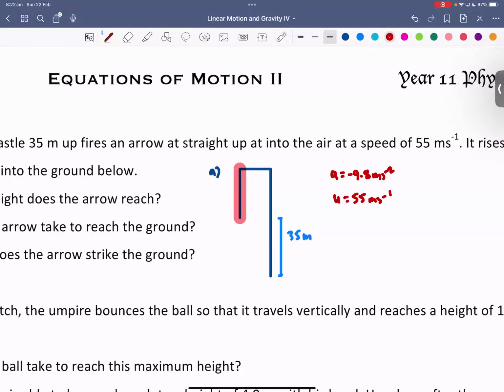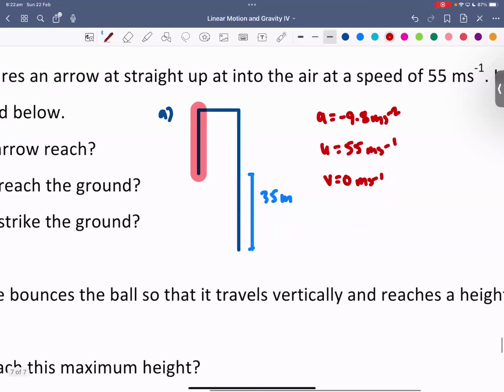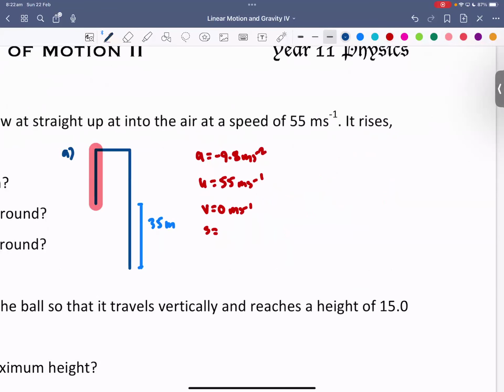At the top of its flight, V is 0. I agree. And we want how long does it take? No, we want height. So we want S. What letters got all those in it? V squared equals U squared plus 2AS. V is 0. U is 55. A is negative 9.8. S is S.